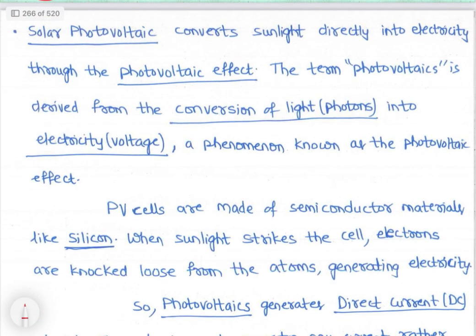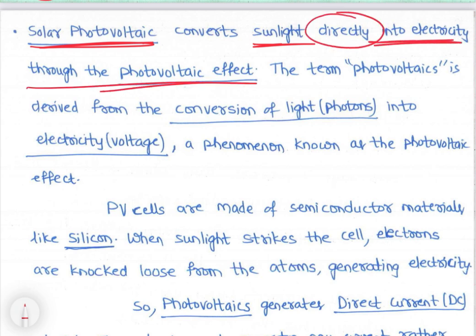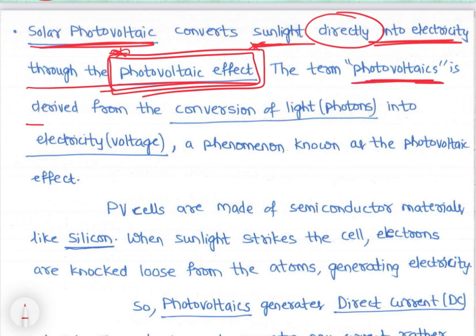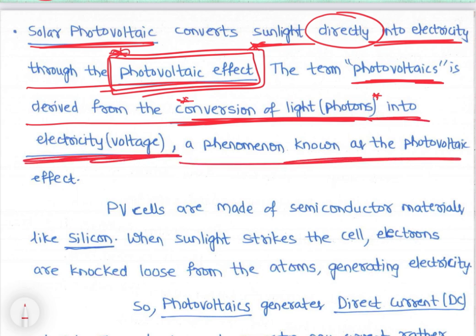Then solar photovoltaic converts sunlight directly into electricity through the photovoltaic effect, right? That is what we call the photovoltaic effect. See, basically there are PN junctions, right? They basically release electrons to provide electricity, right? So the term photovoltaics is derived from the conversion of light, that is photons, into electricity voltage, a phenomenon known as the photovoltaic effect, right? So it releases direct current, that we need to remember.